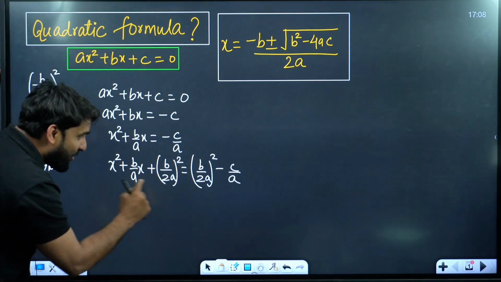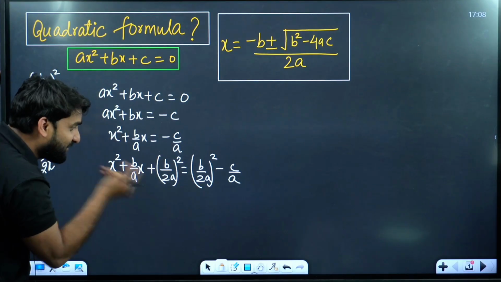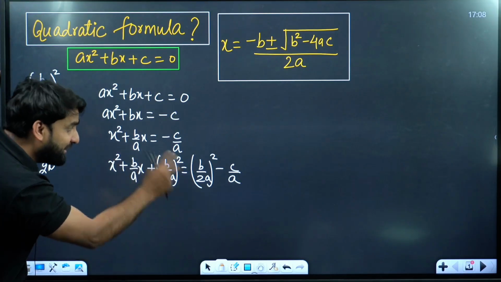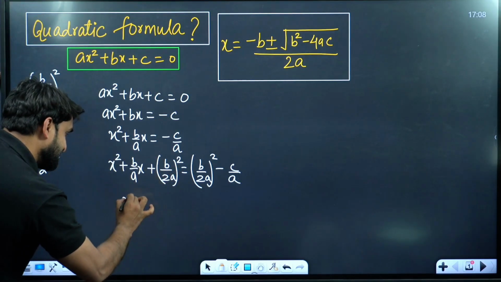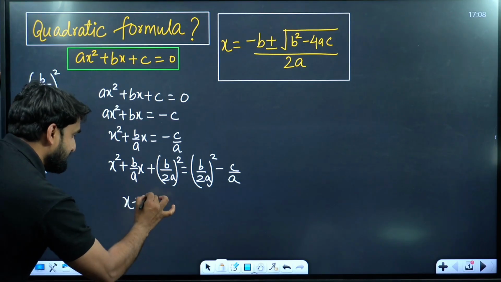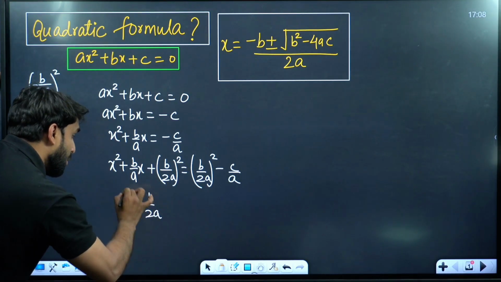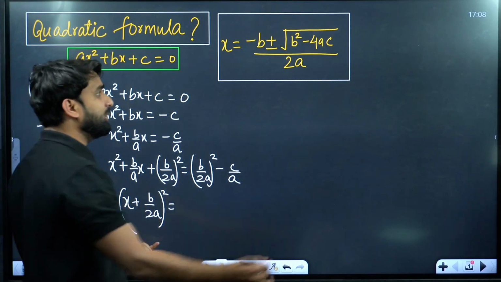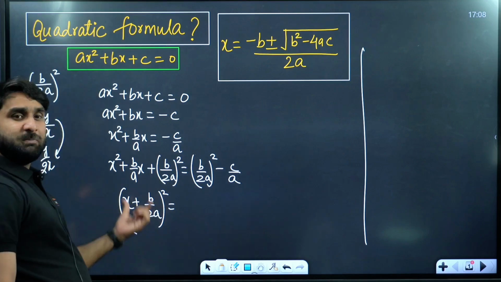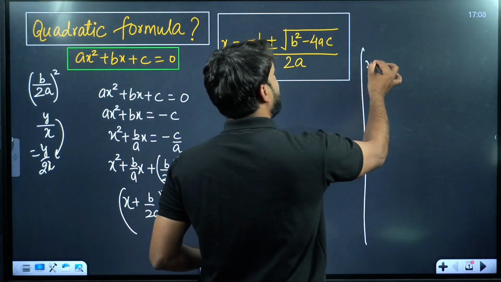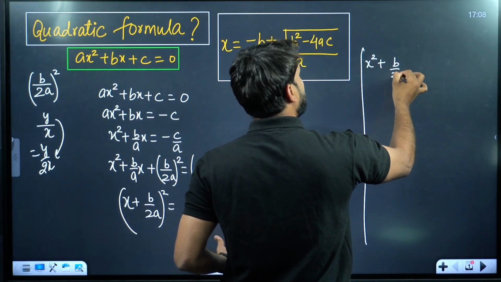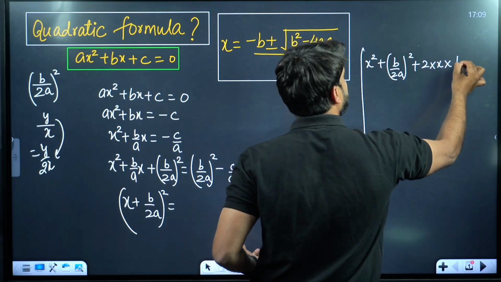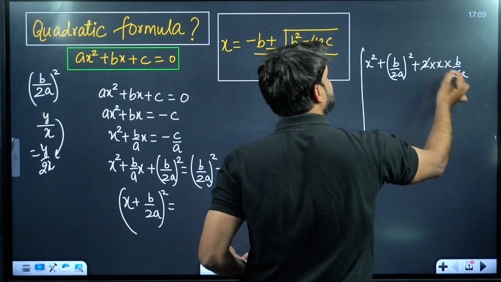My dear, now this format is very magical. It is a square plus b square plus 2ab as the middle term. So if we factorize this, we can write the entire left side as x plus b by 2a whole square. If you don't believe my words, you can expand a plus b whole square. If we expand x plus b by 2a, it will be a square plus b square plus 2 into a, which is x, and b, which is b by 2a. Now 2 cancels. So what are we getting?